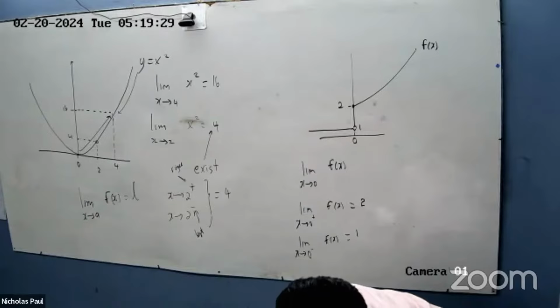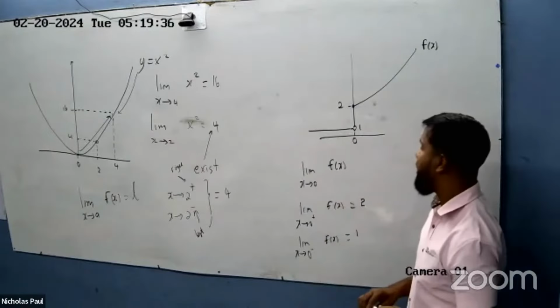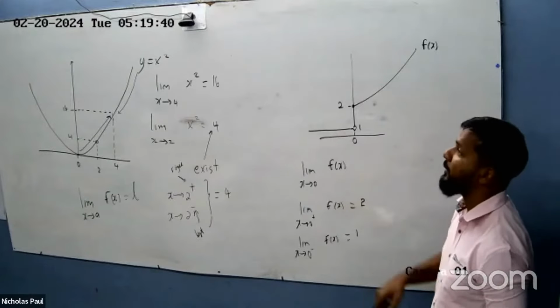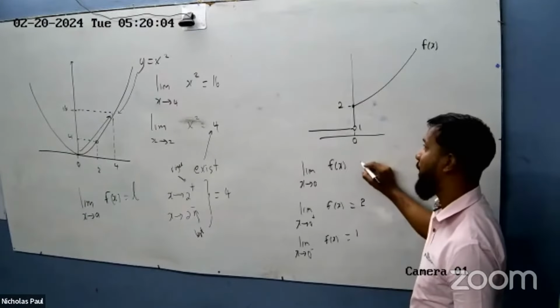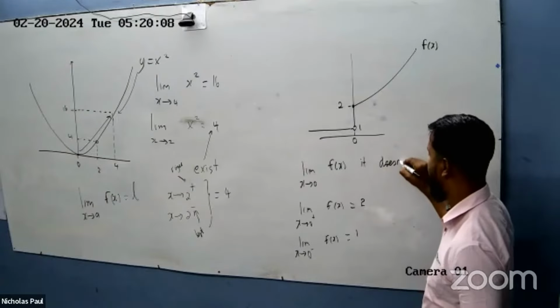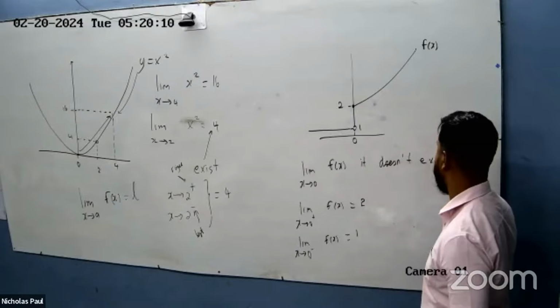So what you would say, Eden, since these two values are not the same, what would you say about the limit? It doesn't exist. Very good.